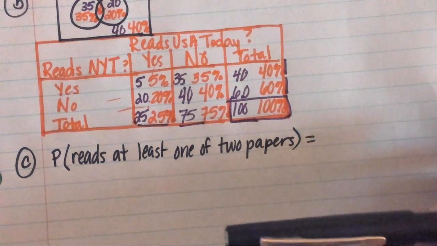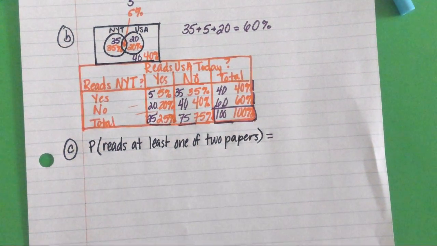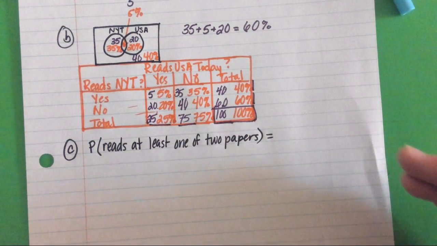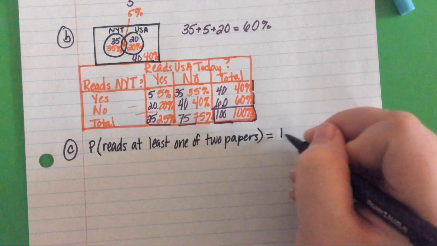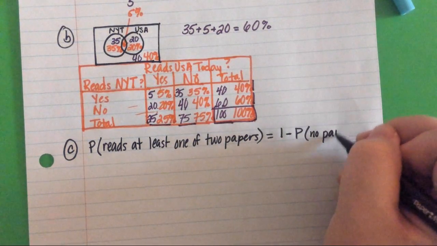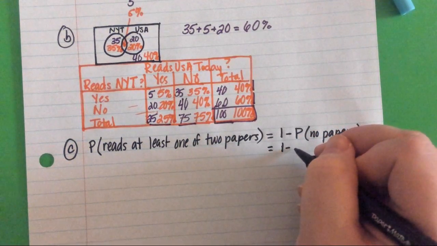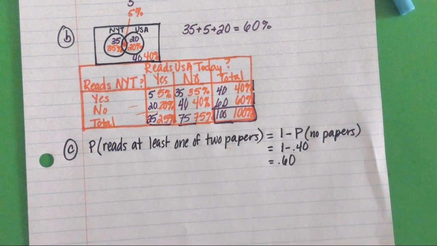The easiest way to do it is the way Kenzie did it. If she can tell me what she used, I'll give her a point for it. What vocab term? And you can have a point for it. So she said the easiest way to figure out the probability of people who read at least one of the two papers is just to do 1 minus the people who don't read any. So she said it was 1 minus 40, which is how she got her 60%, which is great.